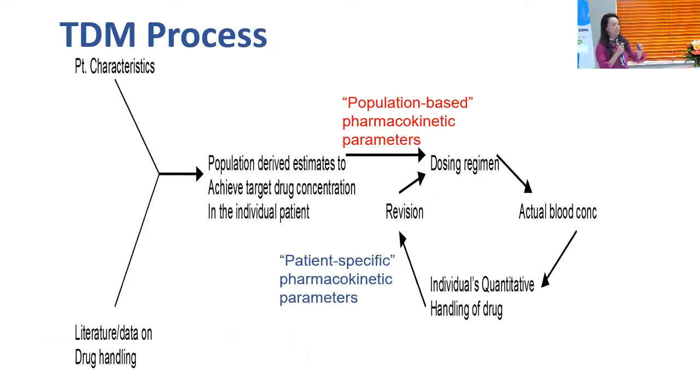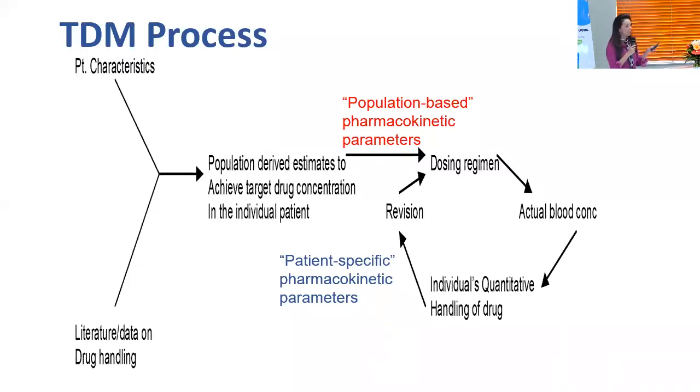So with TDM, the most important thing to remember is when we start out therapy, we use patient characteristics, and this is what we call population-based pharmacokinetic parameters. We use the volume and the clearance that we already know in the population and apply that to our patient. Once we have the dosing regimen, once we get the actual blood concentration, it becomes patient-specific parameters.